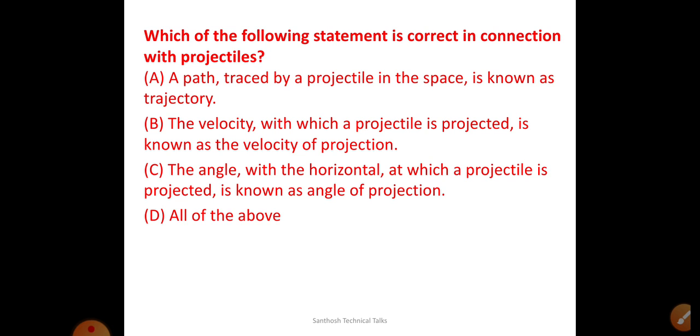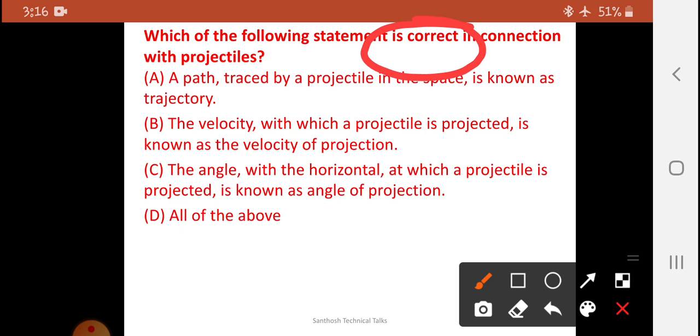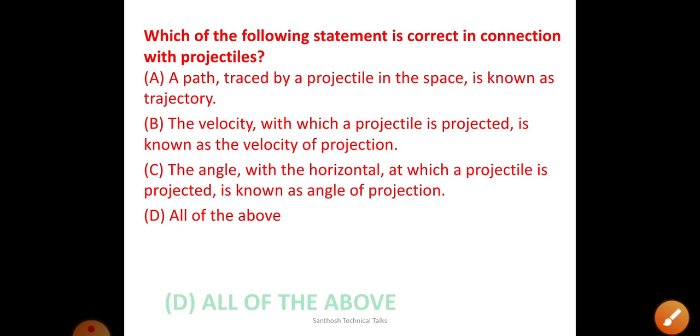And next, this is the question where we can easily understand some of the terms in projectile. What is meant by a trajectory? A path traced by a projectile in space is called a trajectory. The velocity with which the projectile is projected is the velocity of projection. And the angle of projection means the angle with the horizontal plane at which a projectile is projected. So all three statements are correct. They are also asking to pick up the correct statement, so all the statements are correct.